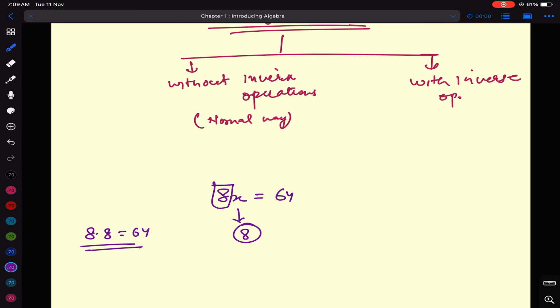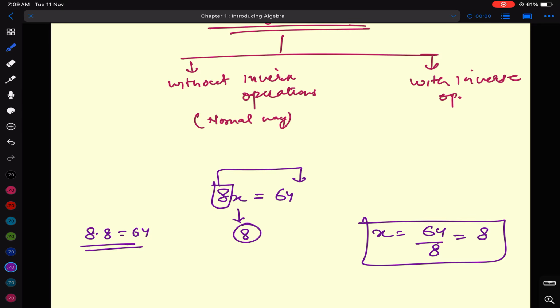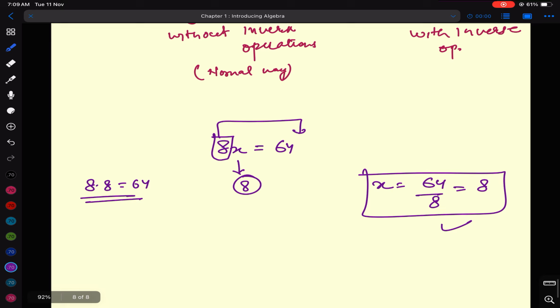Or in the other way, if I have to solve this, I'll move the 8 to the right in division. So x is equal to 64 over 8, and that is going to give me 8. Obviously they both are correct ways of solving. Generally we adopt the second way, because hit and trial is a bit complicated and may take some time to solve the equation.